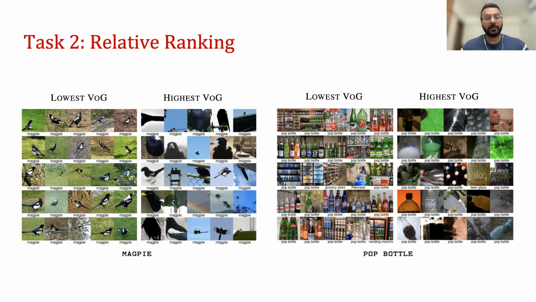The same thing is observed even for the pop bottle class, where the lowest VOG scores comprise classical images that you can find of pop bottles, like a stack of bottles. But the highest VOG scores comprise images where the bottle is zoomed in or occluded, or taken from different vantage points. So this can also be used to understand very large data sets like ImageNet.